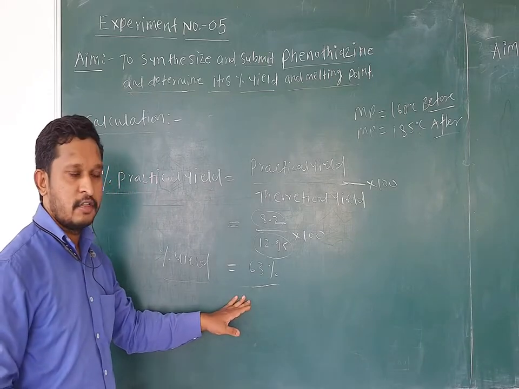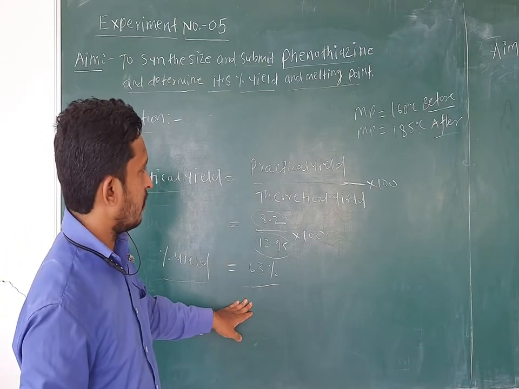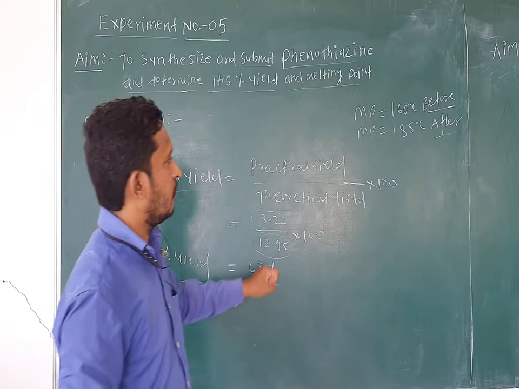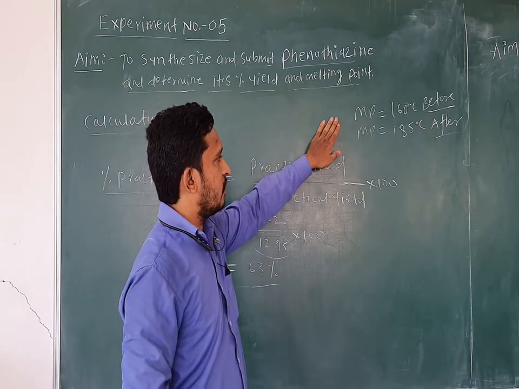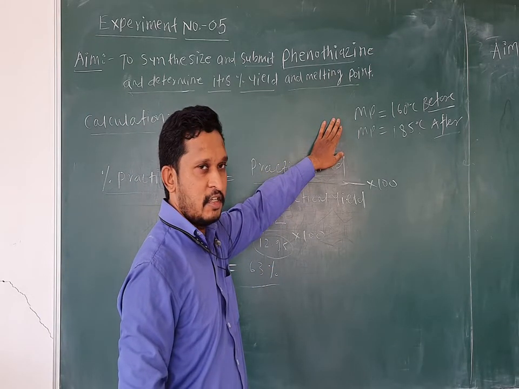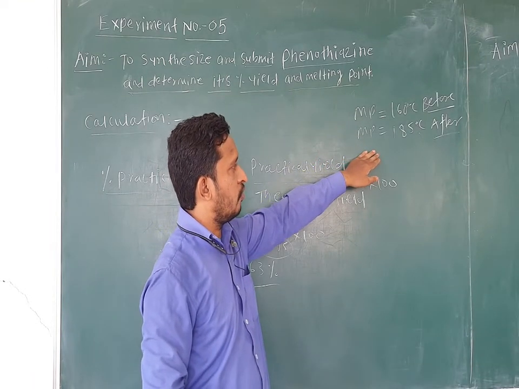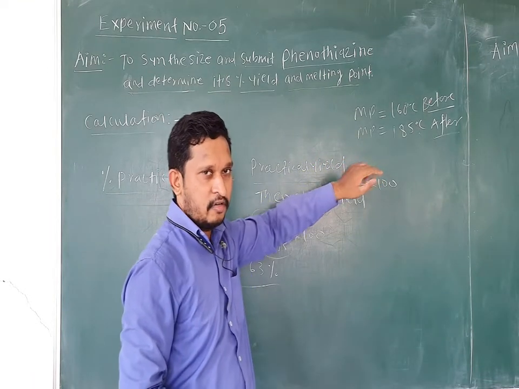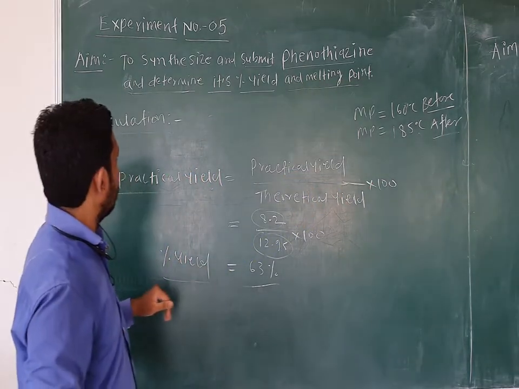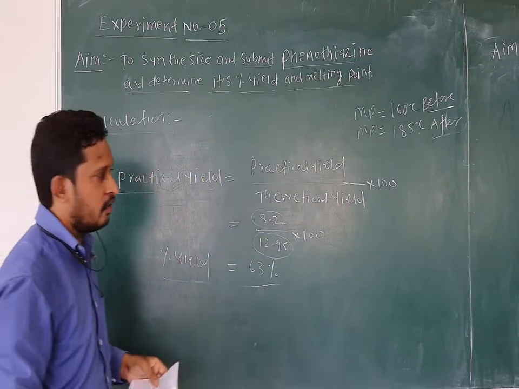After percent practical yield, we have also performed the melting point. Before recrystallization the melting point is 160 degree, and after recrystallization the melting point is found to be 185 degree centigrade. Now this is about the calculation and melting point. Next is uses.